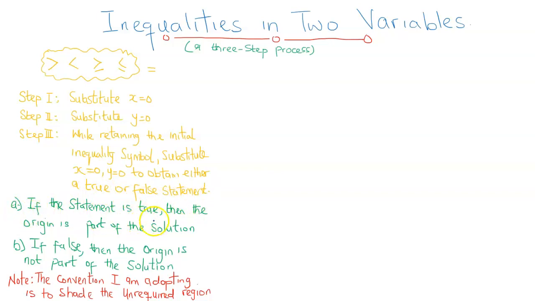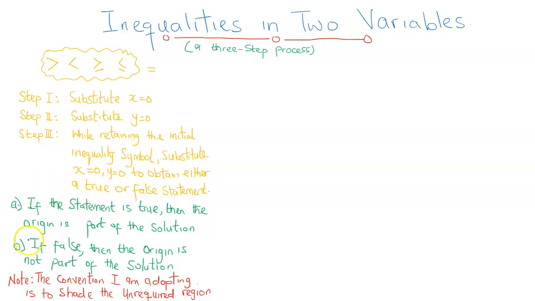Now, if the statement is true in step 3, then the origin is part of the solution. That's the required region. But if the statement in step 3 is a false mathematical statement, then the origin is not part of the solution. Now again, I'm going to repeat that in steps 1 and 2, the inequality symbols, which can be any of these four, would have to be replaced with an equal to sign. But in step 3, the inequality symbol is going to be retained in order to get a true or false mathematical statement.